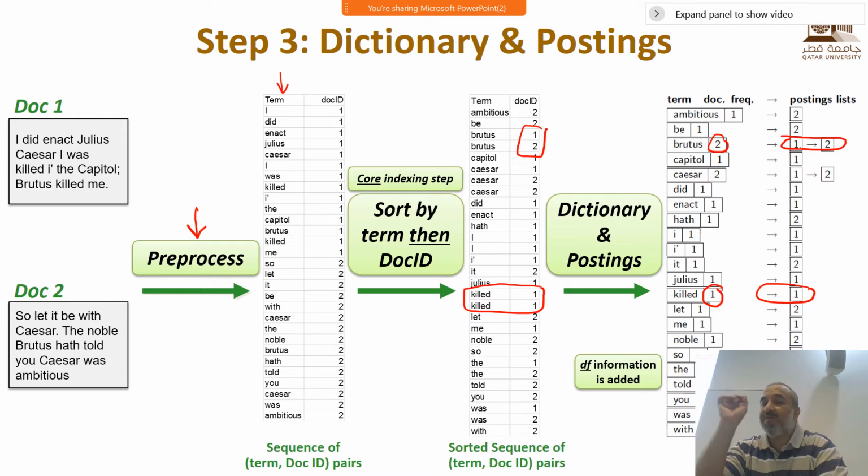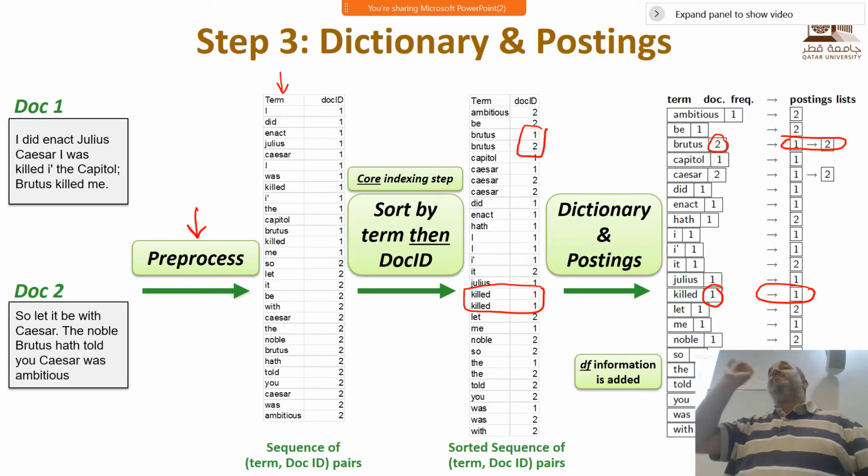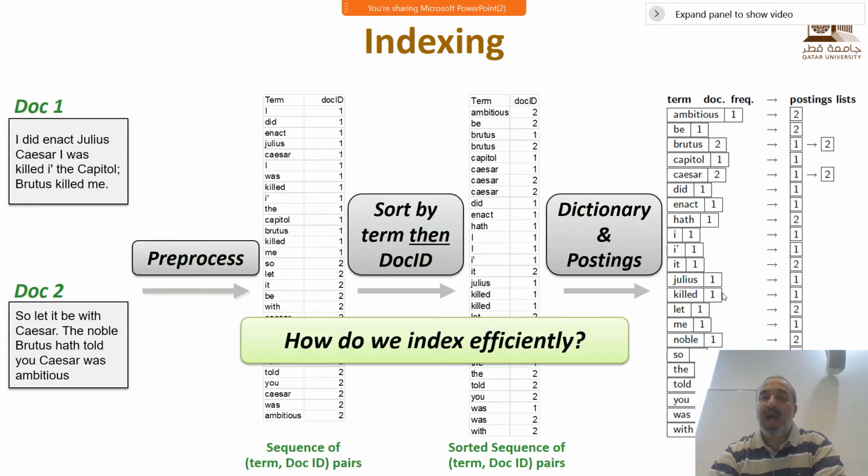The document frequency, by the way, is called DF in short. Document frequency is a property of a term, because it's just a number for every term in the dictionary. Does it belong to a specific document? No, it's a specific term. So the document frequency information is added to the dictionary side, for a reason that we will discuss today.